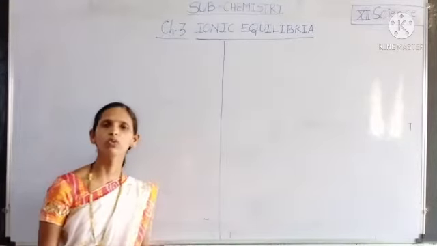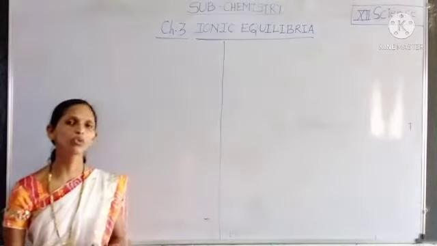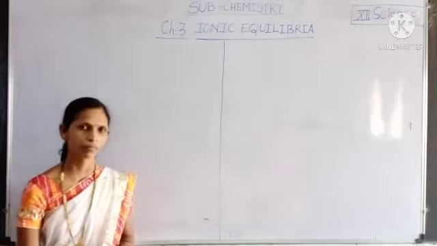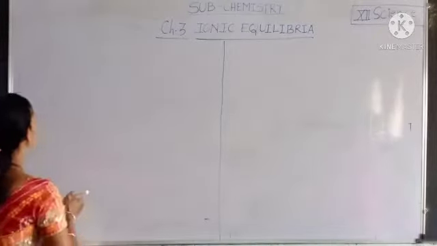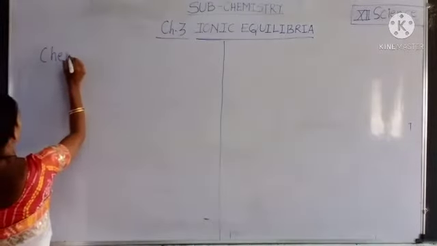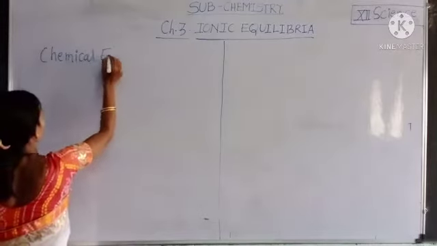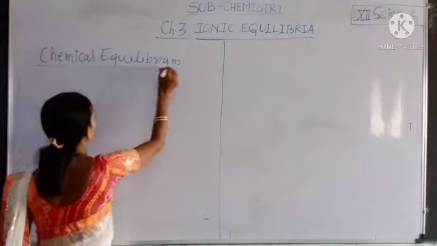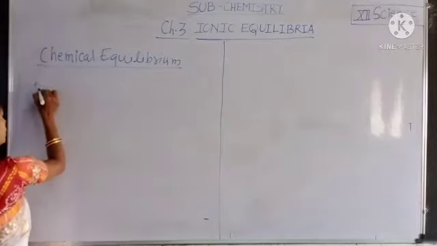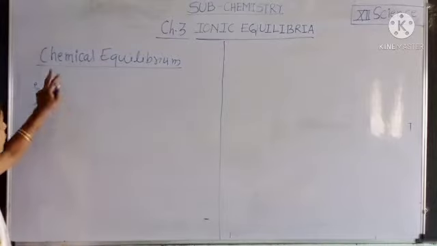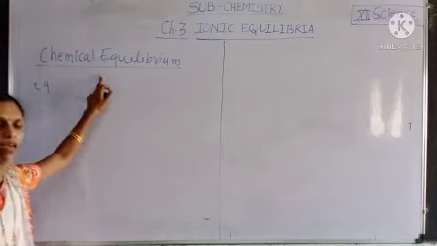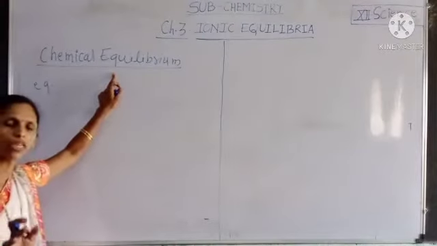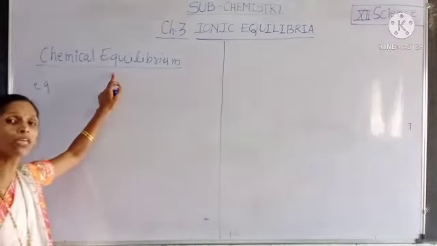Then I am going to discuss and remind you of a few examples of chemical equilibrium. First of all, see here, chemical equilibrium. First of all we are discussing what chemical equilibrium is. All of you studied about that in the previous lecture. Chemical equilibrium is nothing but a state of a chemical reaction.